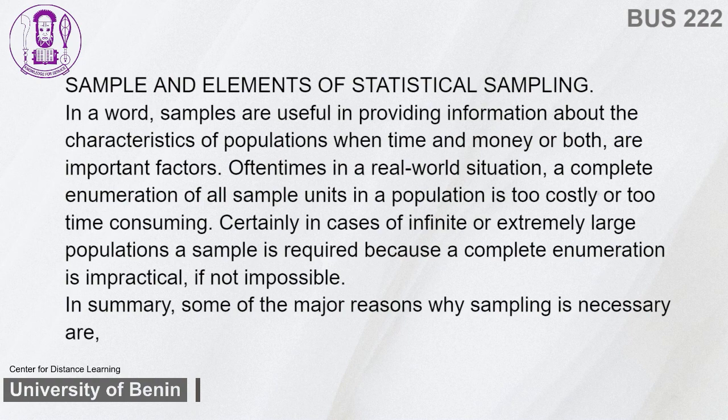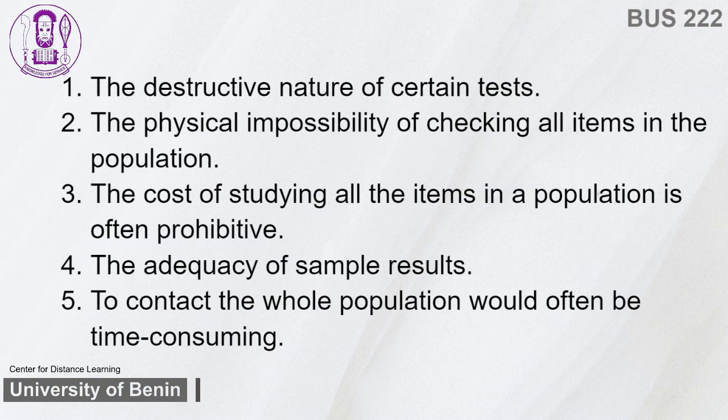In summary, some of the major reasons why sampling is necessary are: 1. The destructive nature of certain tests. 2. The physical impossibility of checking all items in the population. 3. The cost of studying all the items in a population is often prohibitive. 4. The adequacy of sample results. 5. To contact the whole population would often be time-consuming.